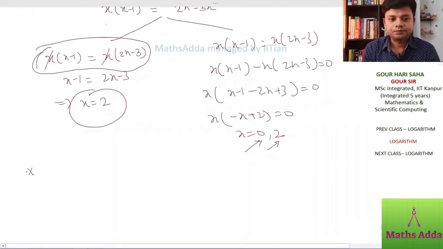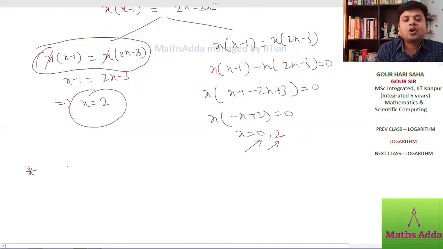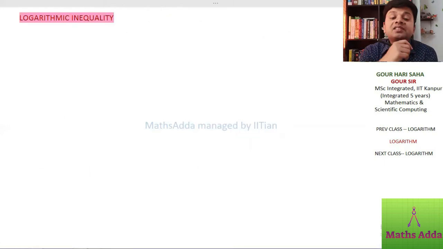Next point, it is about log. When base is not given, you consider base is 10. So if it is log of 3 and the base is not given, you write log of 3 base 10. Now let's take the first example of logarithmic inequality.